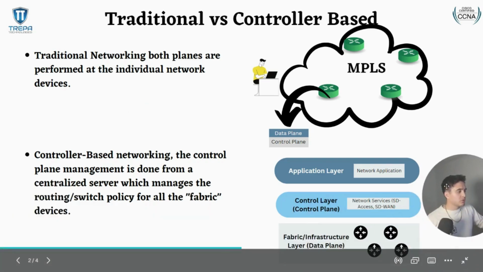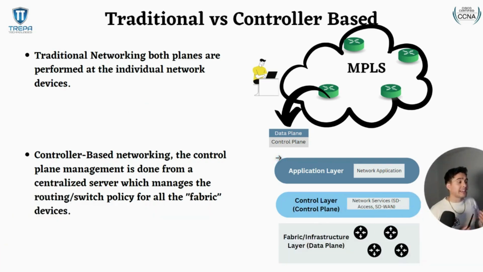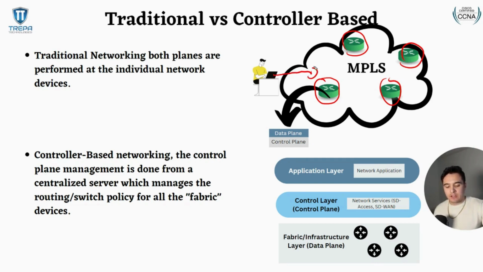First, let's go over the differences between a traditional network and a controller-based network. In traditional networking, both planes are performed at the individual network devices. Let's break that down a little bit. What this essentially means is that this router is managed by this network admin here, and he's going to go into the CLI of those devices and configure control plane protocols like maybe OSPF, BGP, MPLS, so that these routers know how to forward traffic between each other. We call that the control plane.